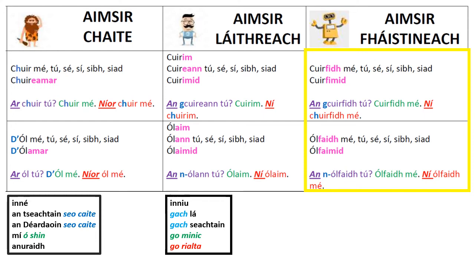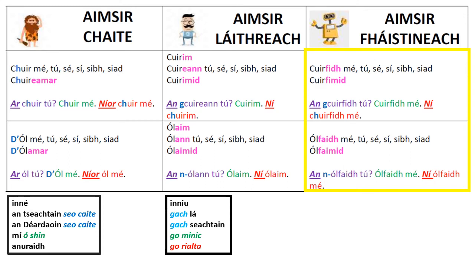So in the future tense, we're back to saying mé, tú, sé, sí, and our ending is fidh. Now, some people pronounce it as fi, and some people pronounce it as hi. So you could say cuirfidh mé, tú, sé, or you could say cuirfidh mé, tú, sé. Kind of depends on where you're from. So, cuirfidh mé, tú, sé, sí, sibh, siad. I will put, you will put, he will put. And then our ending for we is cuirfimid. So it's actually a lot like the Aimsir Láithreach one, isn't it?